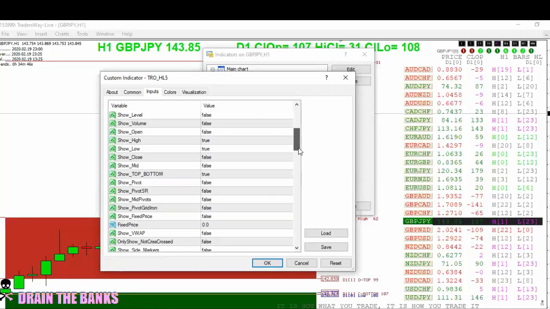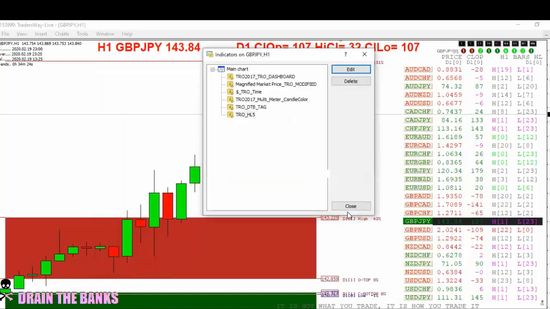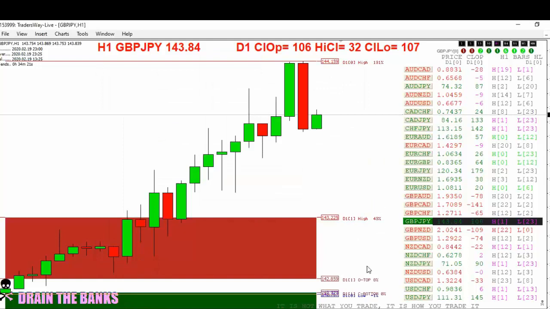So if you show distance as ATR percentage, you can set that to true. And then which ATR do you like? 14's pretty good. Okay. So now it tells you these levels from the open, the distance, okay? So this high was 131% of the ATR.